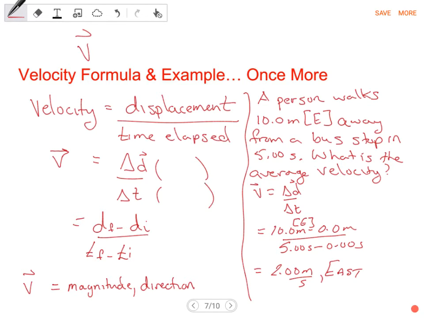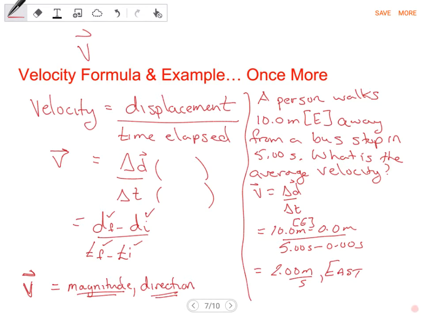This is your change in time. Here's your formula. You have displacement final minus displacement initial, over time final. Nothing's really changed. Remember, when you do velocity, at the very end, you're going to put a V with that arrow on top. And then you must have a magnitude and a direction.